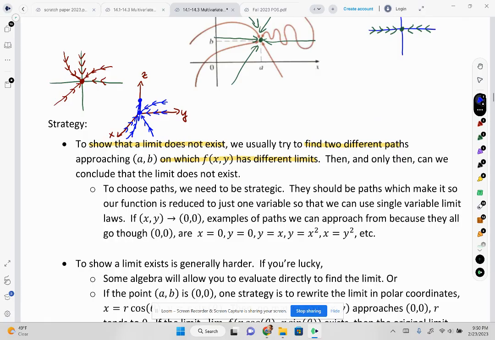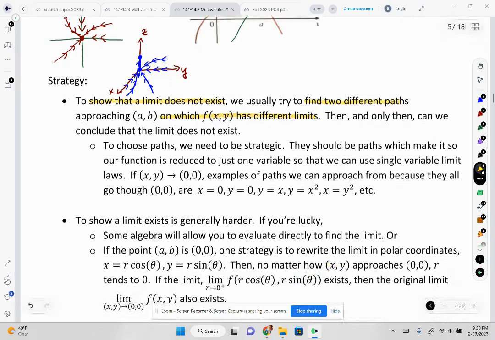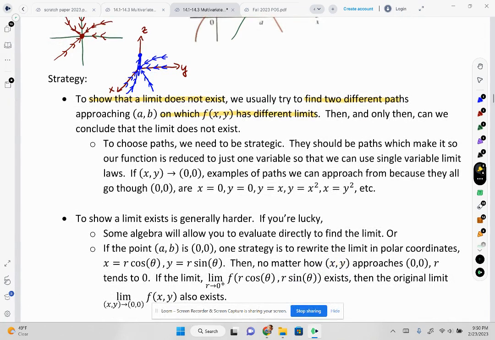And in that case, if a limit is path dependent, that means the limit does not exist. So the limit has to be the same regardless of the direction that you're approaching from. It should always be the same. If it is, then we know that the limit does exist.